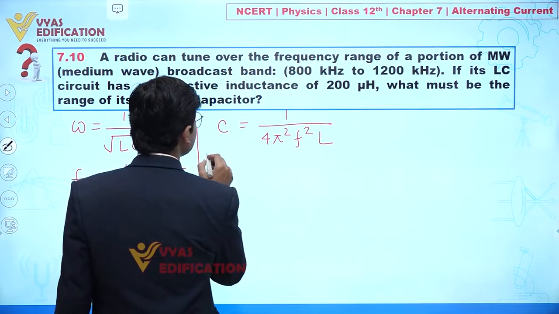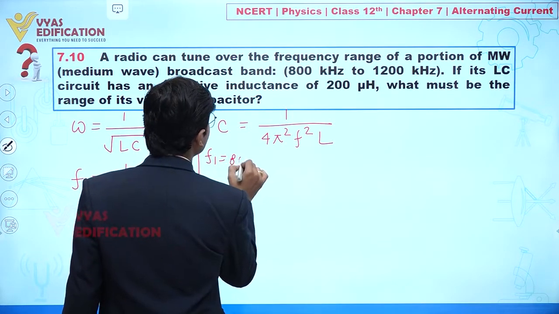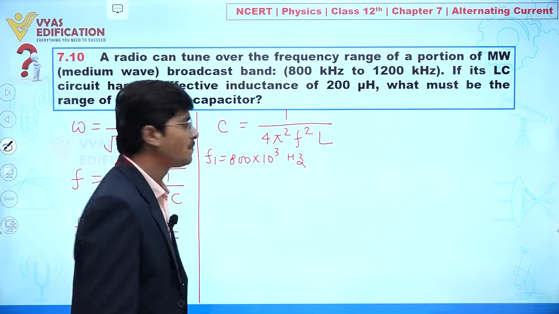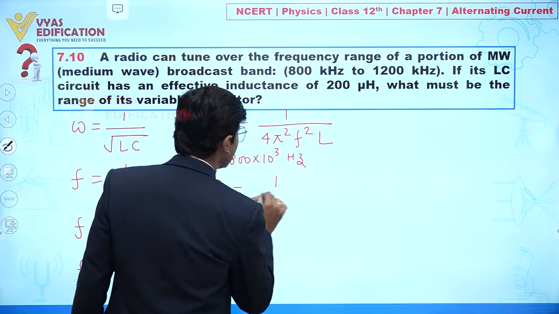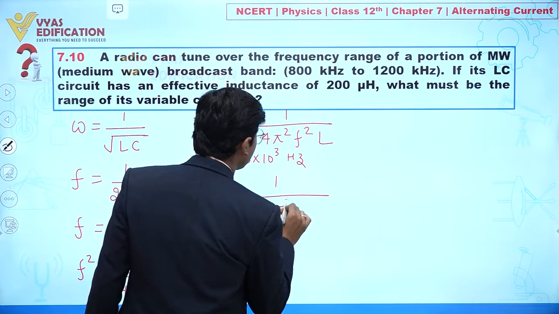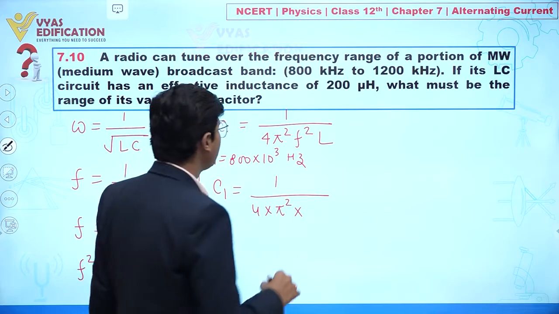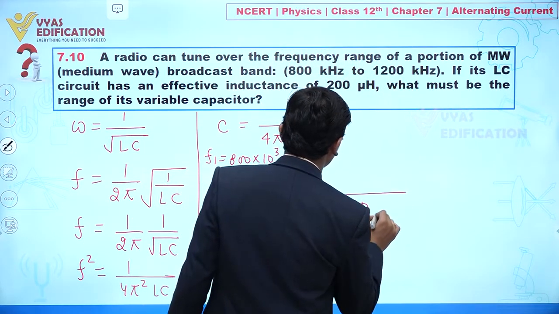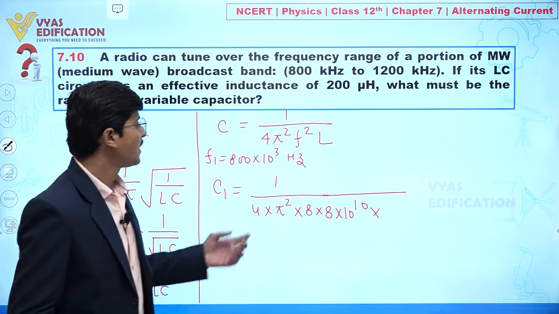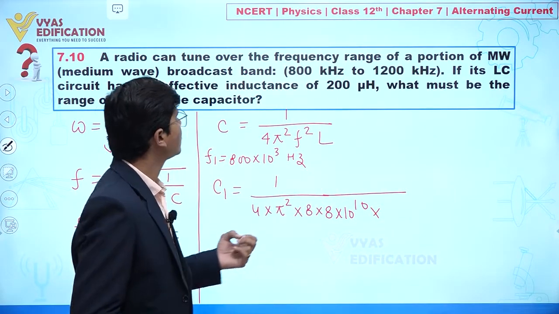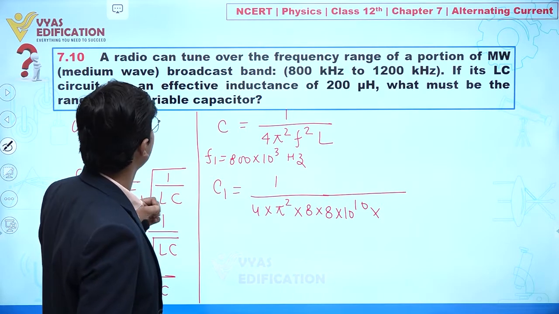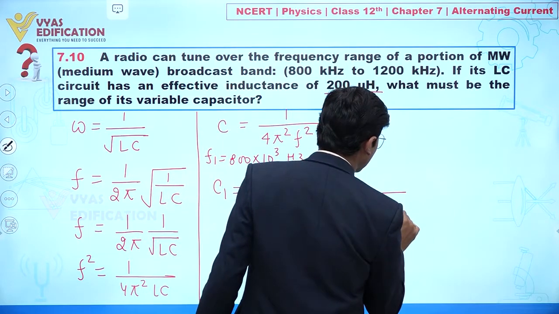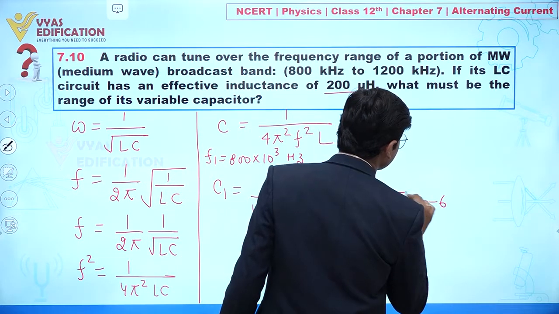Now we have different frequencies, so we can put in the values of all the frequencies. First I am writing F1 equal to 800 kilohertz. It means I can write this is equal to 8 into 10 to the power 5 hertz. So at that time the value of C is 1 upon 4 pi square multiplied by F square. F square means 8 into 8, 64 into 10 to the power 10, and it is multiplied with capital L. Capital L is given to you, that is 200 microhenry, so this is 200 into 10 to the power minus 6.